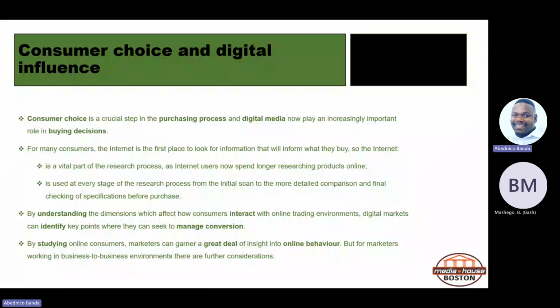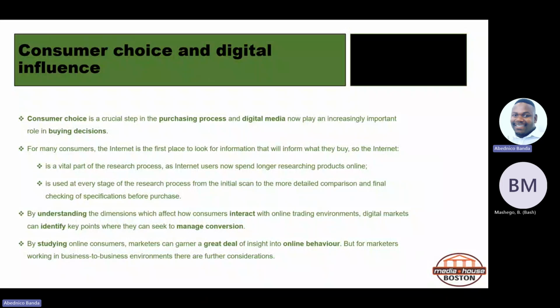So by understanding the dimensions which affect how customers interact with online trading environments, digital marketers can identify key points where they can seek to manage conversion. For example, someone is busy looking for a TV, and you as Hisense, you're not there. What does that imply? It's a loss. So by studying online consumers, marketers can garner a greater deal of insight into online behavior.